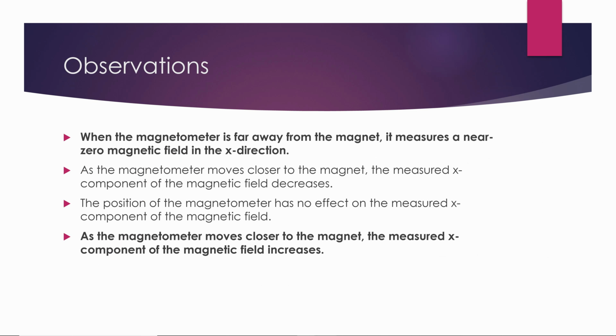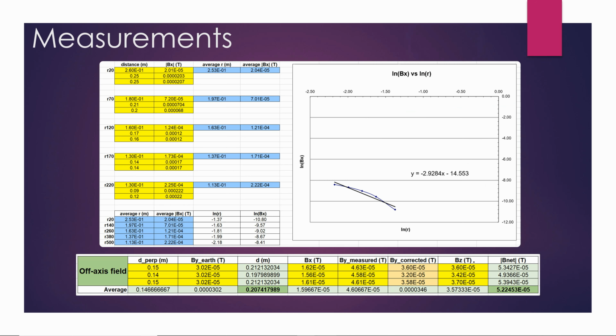When I was doing this lab, I observed that when the magnetometer is far away from the magnet, it measures a near zero magnetic field in the x direction. And as the magnetometer moves closer to the magnet, the measured x component of the magnetic field increases. The measurements I took while doing this lab are shown below.